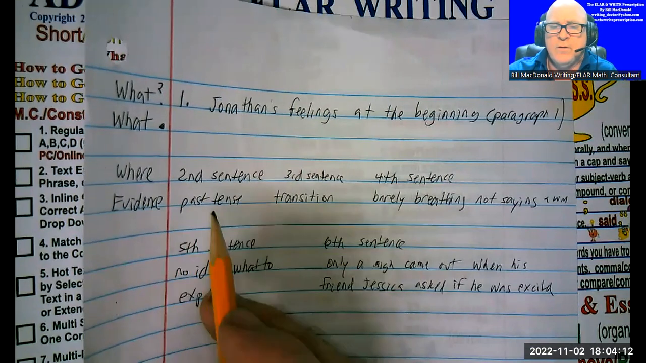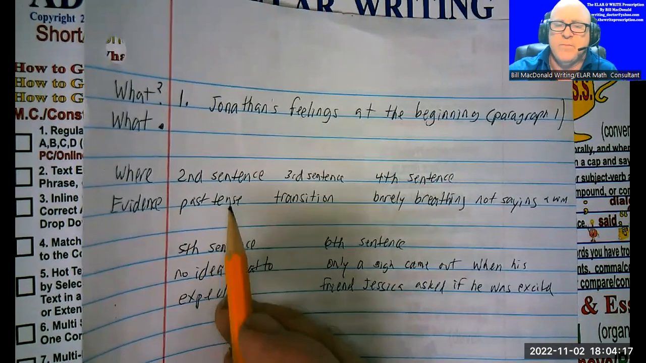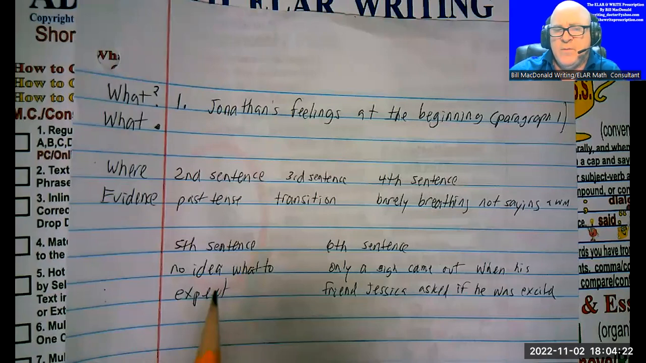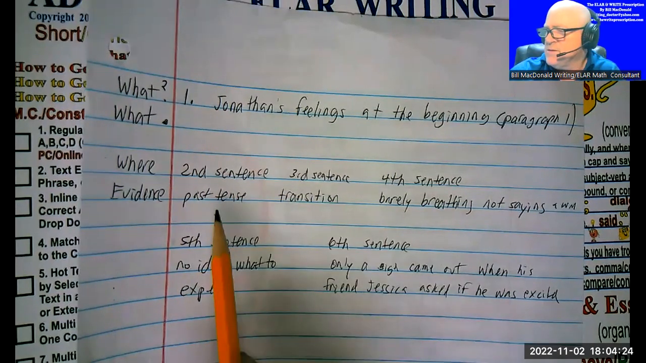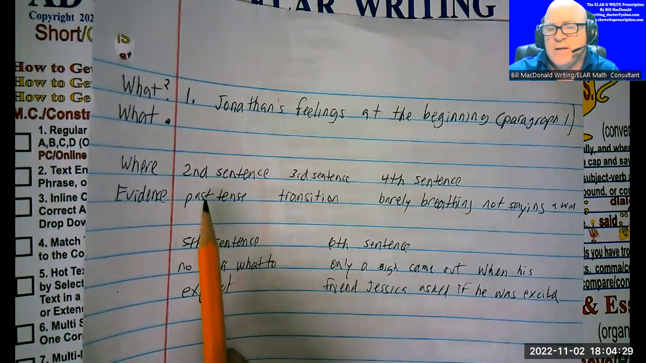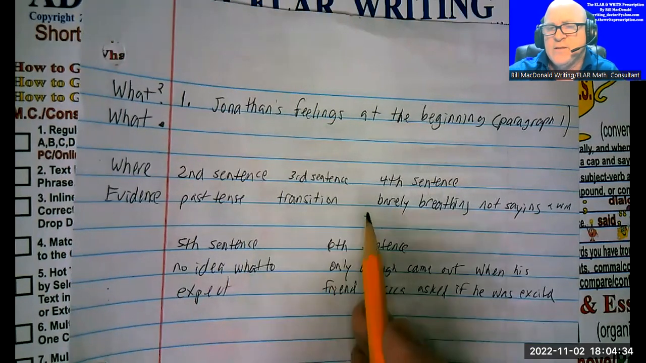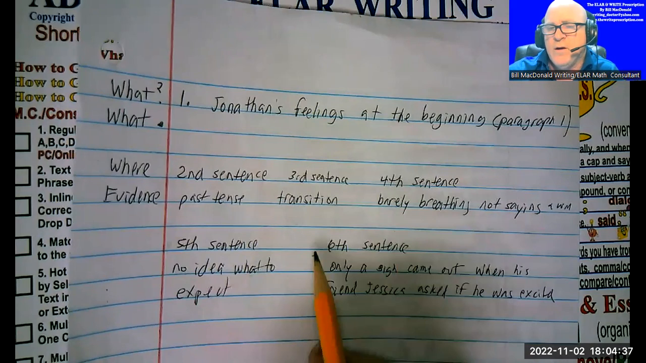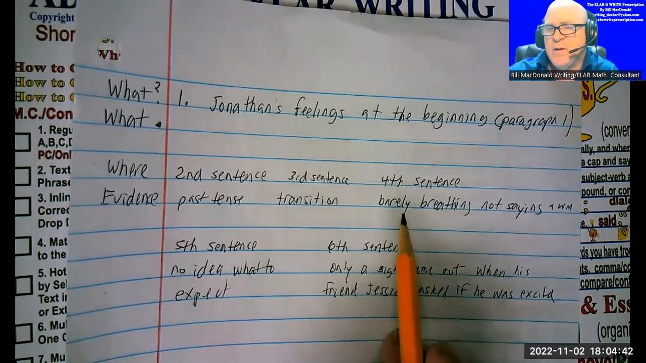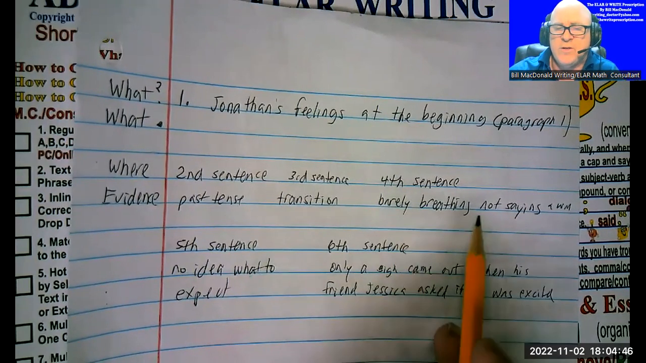So pay attention to which sentences I eliminate from the evidence. You can see that the second sentence is in past tense. The first sentence is not even about his feelings. The third sentence is a transition, and it's from the fourth, the fifth, and the sixth sentences that we're going to use our evidence. I'm going to show it to you in a second, but you'll notice on the fourth sentence, it says that he's barely breathing, not saying a word. The fifth sentence, he has no idea what to expect.